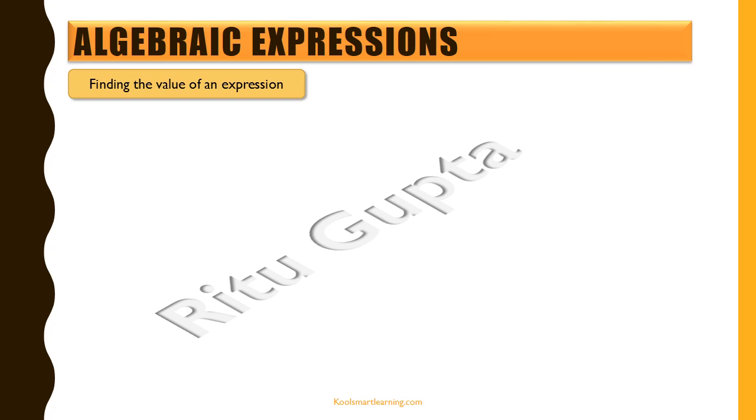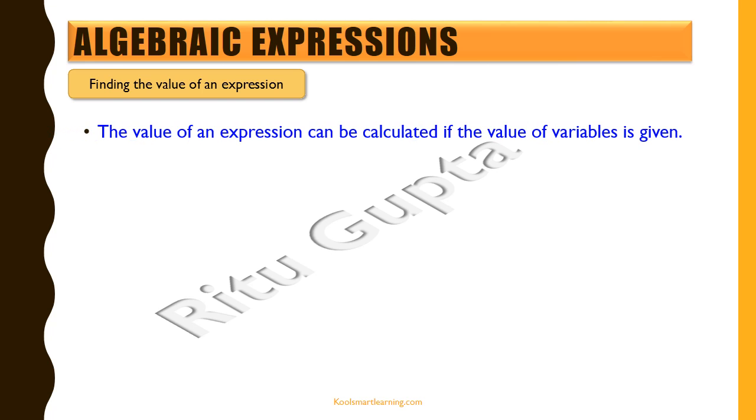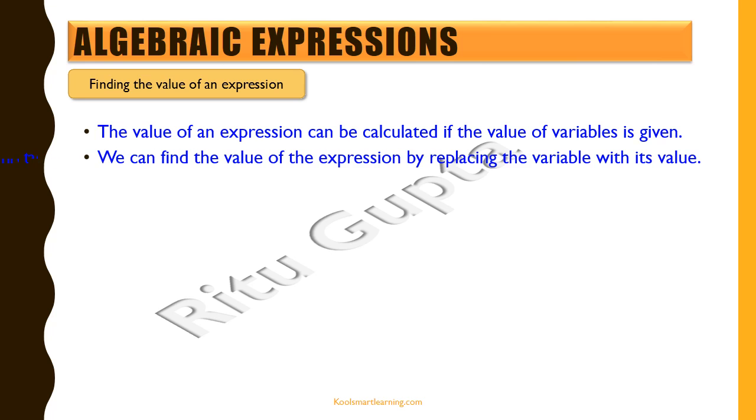Now how do we find the value of an expression? As we said, an algebraic expression is something that contains a variable, and that variable can take any value depending upon the context of the mathematical problem. So we can find the value of an expression only if the value of the variable is given to us, because that would mean we are given the value of that variable in that mathematical context, and that is where we can find the value of the expression. We can find the value of the expression by replacing the variable with its value.